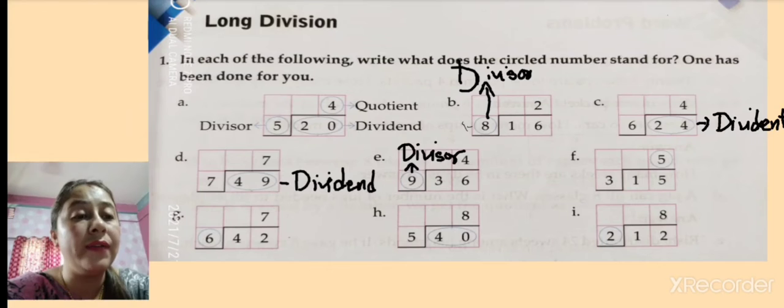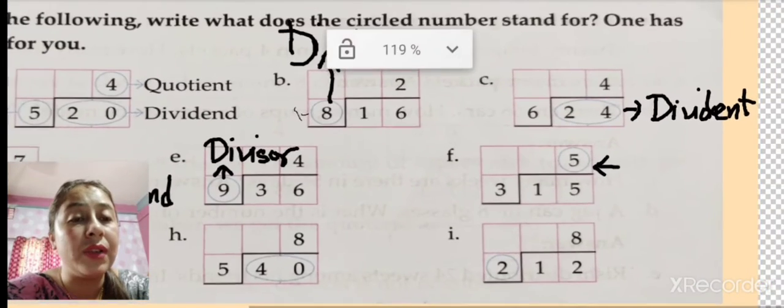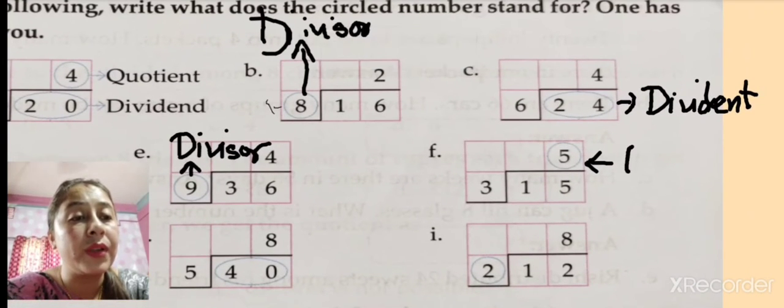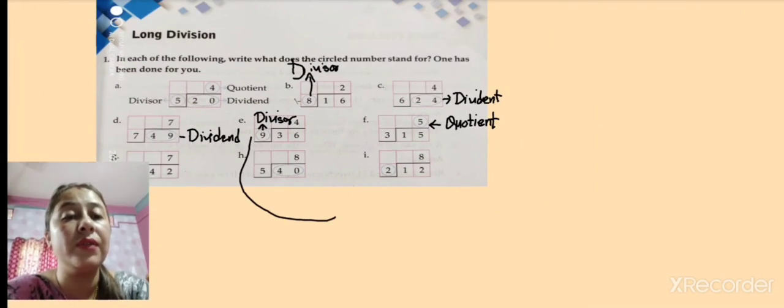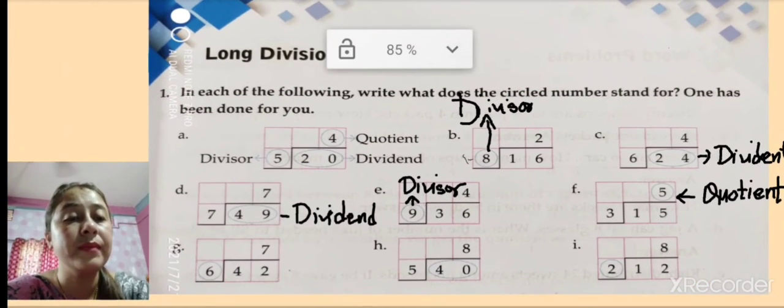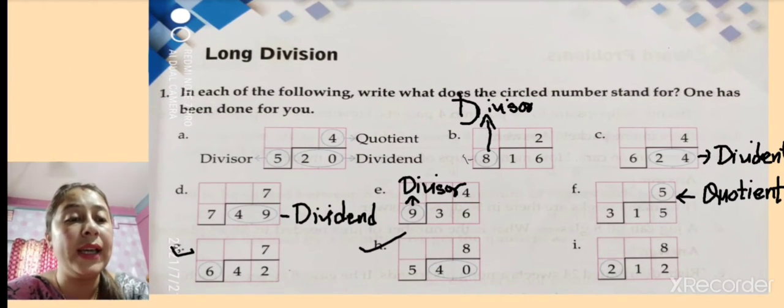I will do F also. See, F here, this is divisor. You know that 3 5s is 15. So the answer you got is 5. Yes, 3 times 5. So 5 is a quotient, right? So you will write here quotient, Q-U-O-T-I-E-N-T, quotient. In this way you will also do, children, G, H and I.